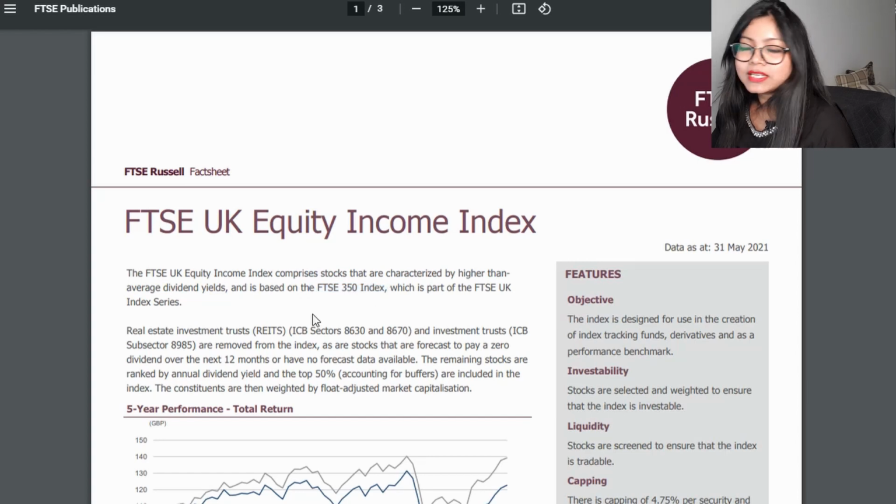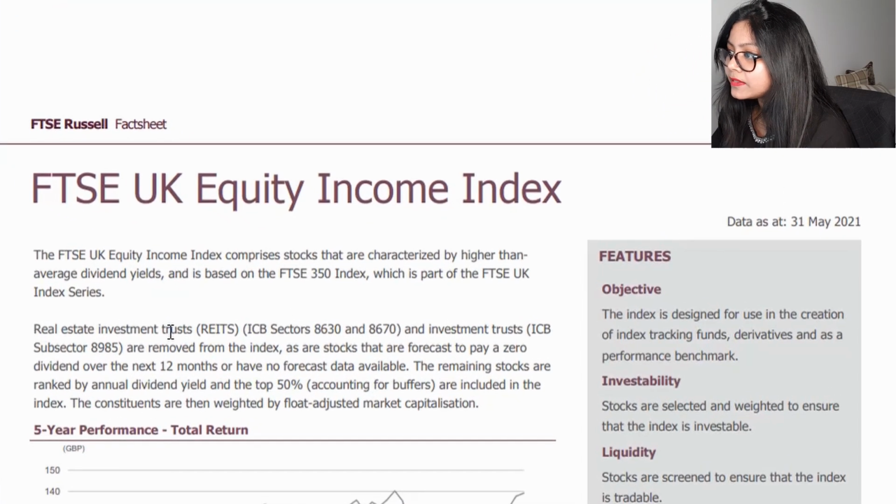The FTSE 350 index holds the top 350 companies in the UK. And the way this index is constructed, they tell you here. They don't hold any REITs or any investment trusts. And if there are any stocks that are forecast to pay a zero dividend over the next 12 months, or have no forecast data, then they will remove those companies from this market index. The rest of the stocks within the 350 index will be ranked by their annual dividend yield, and the top 50% are included in the index.